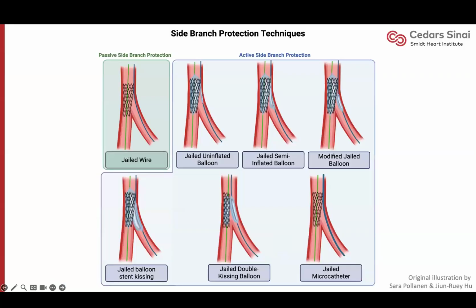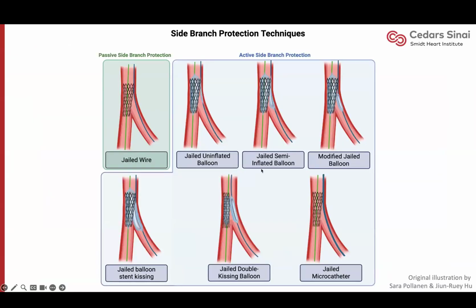In addition to the widely used jailed wire technique, which passively preserves access to the side branch during main vessel stenting, several active side branch protection techniques have been developed to further mitigate the risk of side branch occlusion.